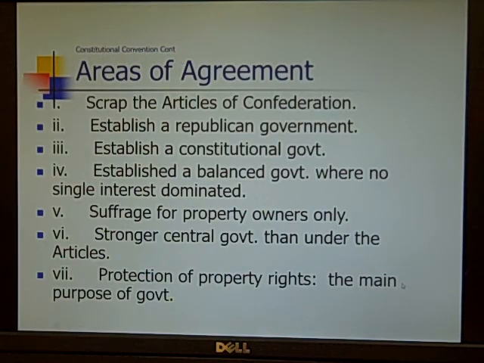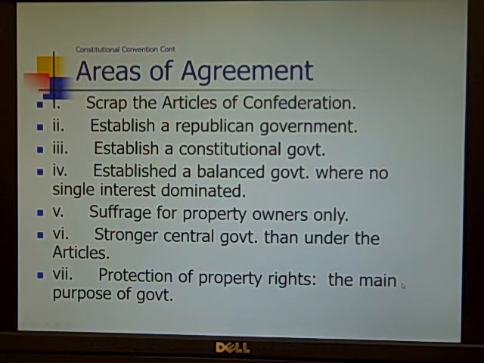Now, when you actually get to the convention itself, there are some areas of agreement, right? We all decide we're going to get rid of the Articles of Confederation because they do not work, all right? We want to establish a Republican government. We talked about that before, the difference between Republicanism and democracy, right? Or a Republican democracy. We don't want a true democracy. Okay? We establish a constitutional government, which means that the Constitution, that founding document, is going to be the supreme law of the land, and it's going to dictate how we interact, behave, and function as a country. All right?